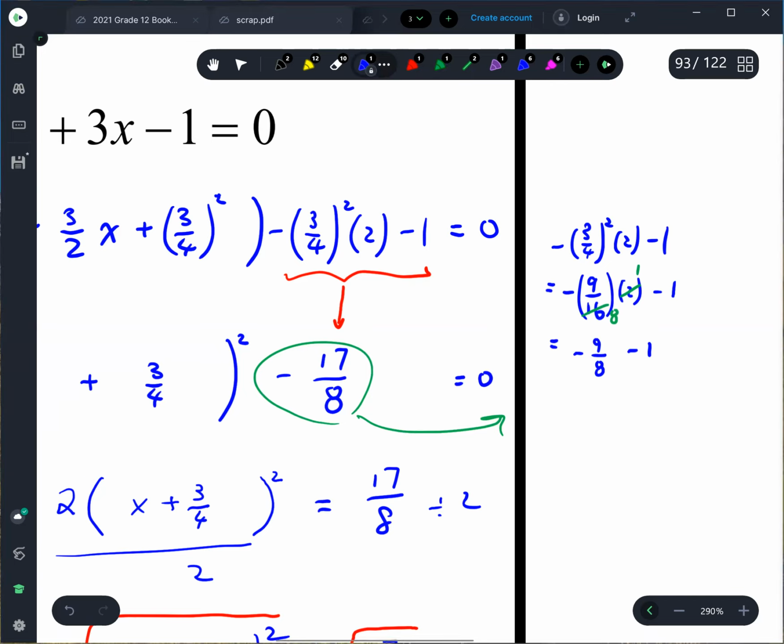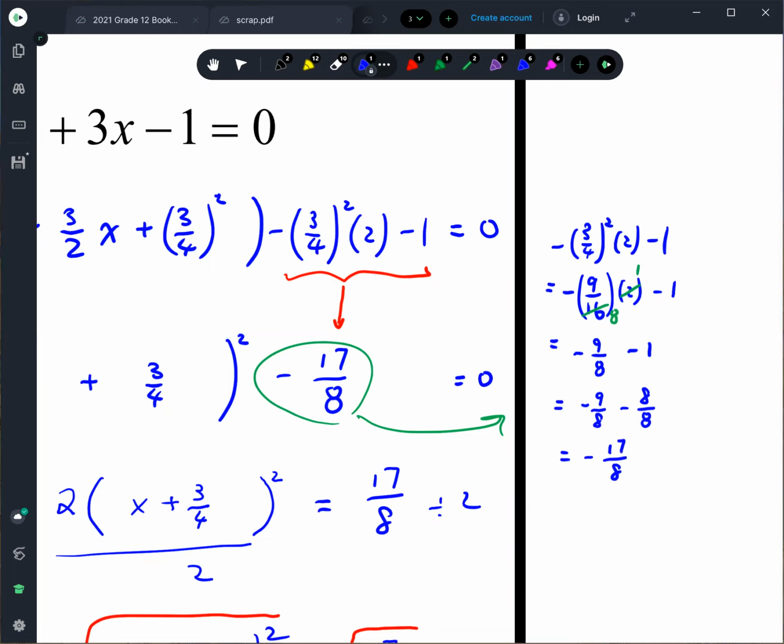Oh, okay, I see. And how do we minus them together? Other than using a calculator, how do we minus? Times it by 8. Yeah, we need to get a common denominator. Negative 9 over 8 minus 8 over 8, like that. And that will become negative 17 over 8. So that's where the negative 17 over 8 is from.